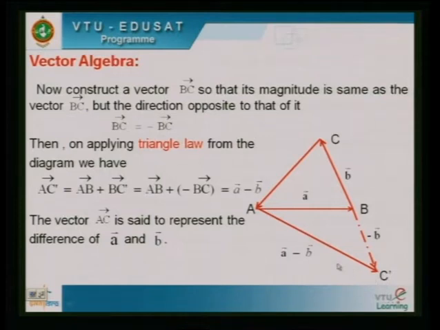AC' is equal to AB plus BC'. Is it clear? This vector is A, this vector is minus B, because it is in the opposite direction. Now consider AC' is equal to AB plus BC'. So what will we get? Vector A plus minus B, or simply A minus B. I hope you get the difference of two vectors.